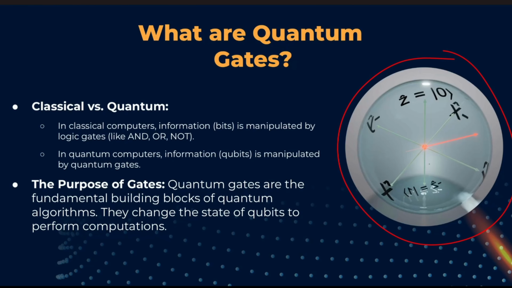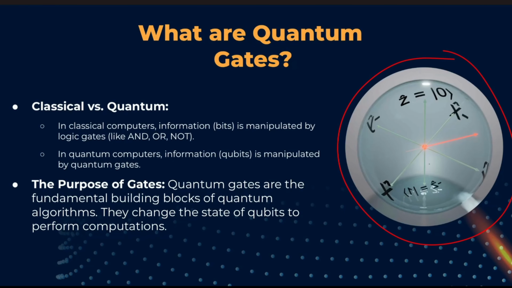What the Bloch sphere does is represent two-level quantum systems like a qubit as points on the surface of a unit sphere. It's a little complicated to understand at first, but the more you look into it, the more you'll understand. So that brings us to the question of what is the purpose of these quantum gates?